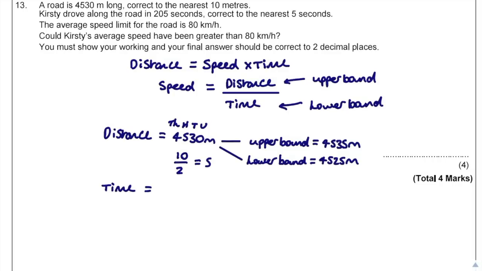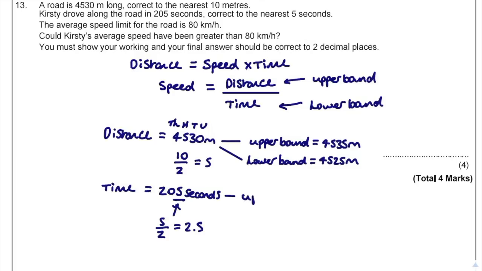Then we can do the same for the time. So the time is 205 seconds, and that's correct to the nearest 5 seconds. So nearest 5 seconds is this value here. So we can take 5, divide it by 2, and we get 2.5. So what that means is we're going to add 2.5 to get our upper bound, and we're going to subtract 2.5 to get our lower bound.